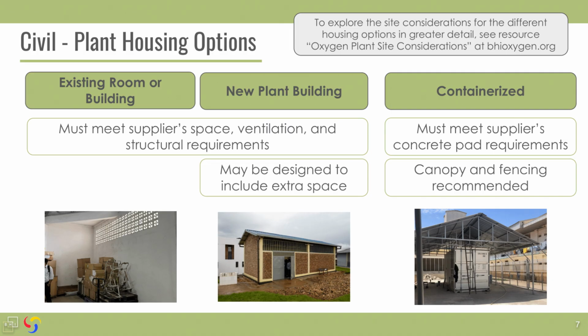Because the plant layout and ventilation designs are the responsibility of the supplier, there are fewer plant housing design responsibilities for the facility procuring the plant. One requirement for civil works for a containerized plant is the size of the concrete platform, which should meet the vendor's requirements. A canopy is strongly recommended to provide protection to the container and may be required by certain suppliers.